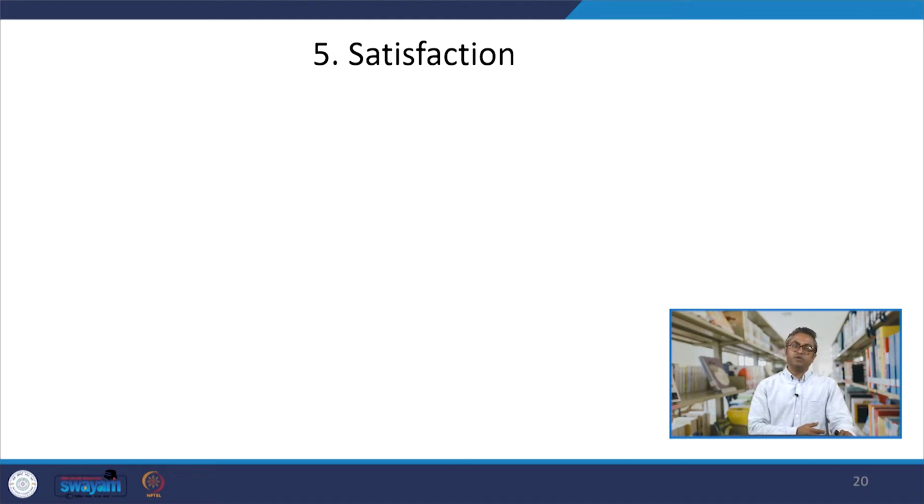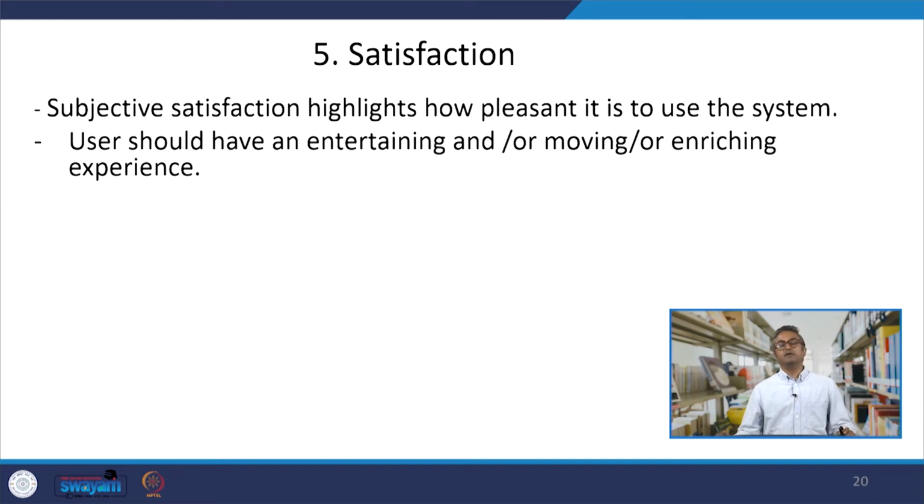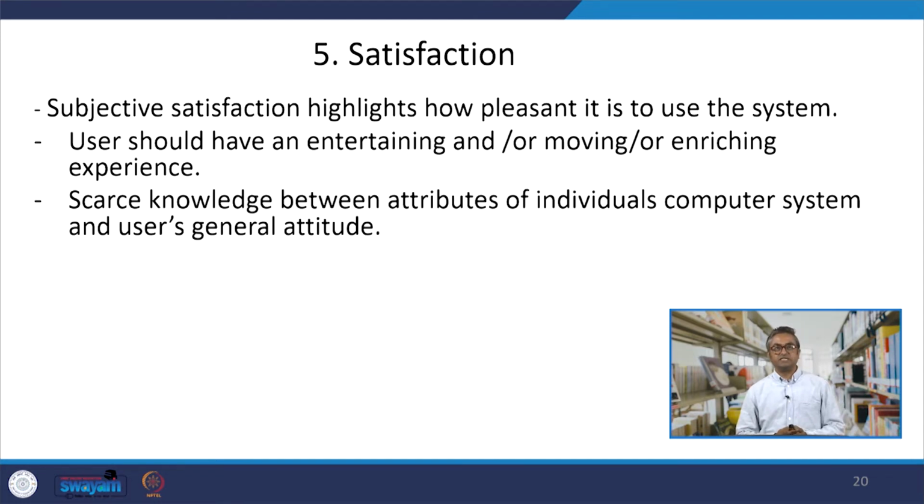As I showed you in the previous example, if the user gets stuck all the time using such a type of sink and doesn't have an insight, doesn't have an experience of how to use the system, then that is not going to induce a pleasant feeling, but it may induce an unpleasant feeling.